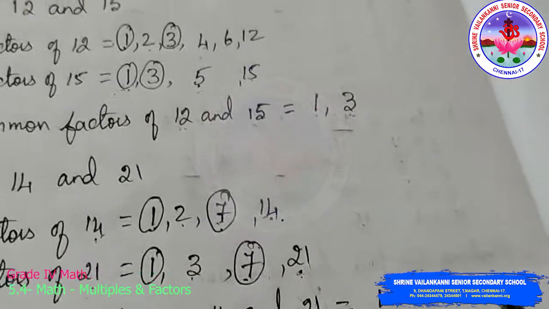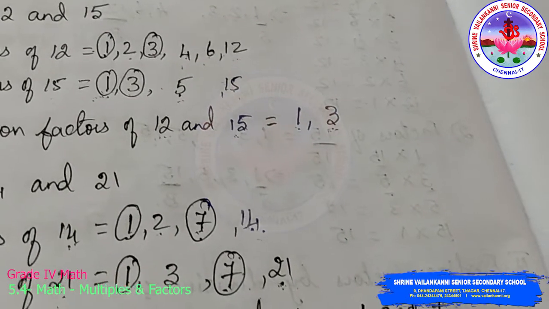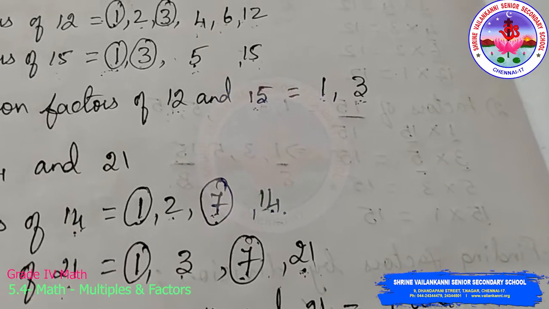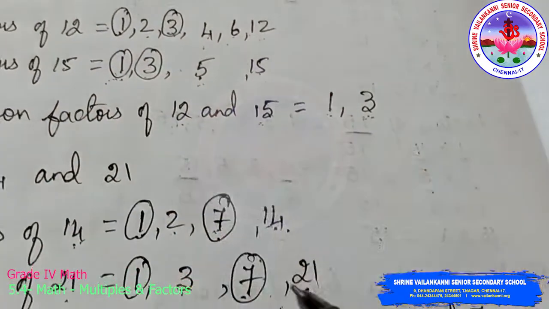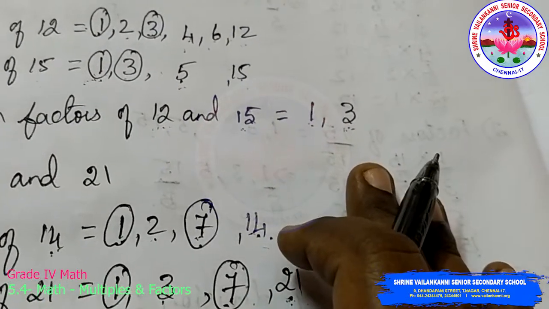So this is the procedure, the process of finding the common factors of any two given numbers. First, you have to find the factors of each number separately, and then you can compare the factors of the two numbers and find the common factors.